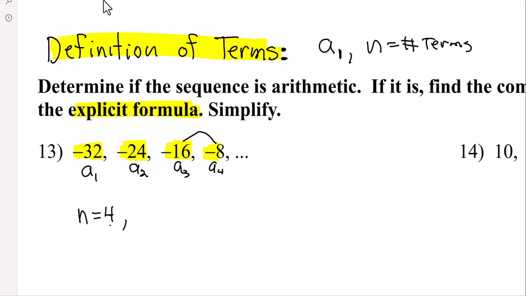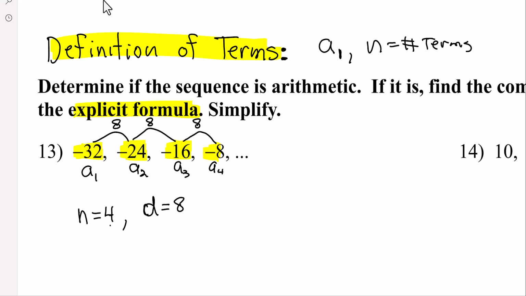Now, let's see here. Between negative 16 and negative 8, we went up 8. Yeah, this is an arithmetic sequence, and we are adding 8. So that common difference, which we're going to call D, is 8. For a geometric sequence, it would be a common ratio, so that would be R.